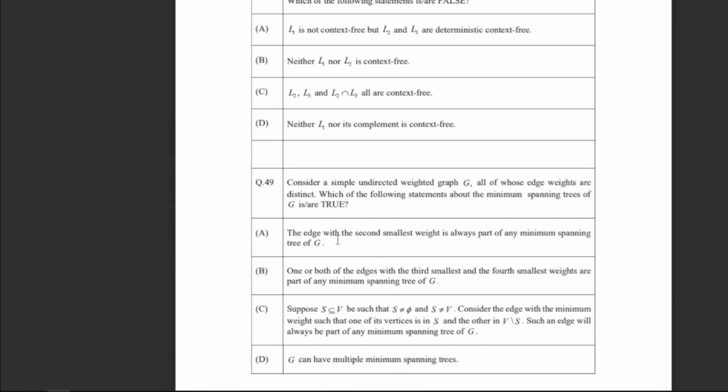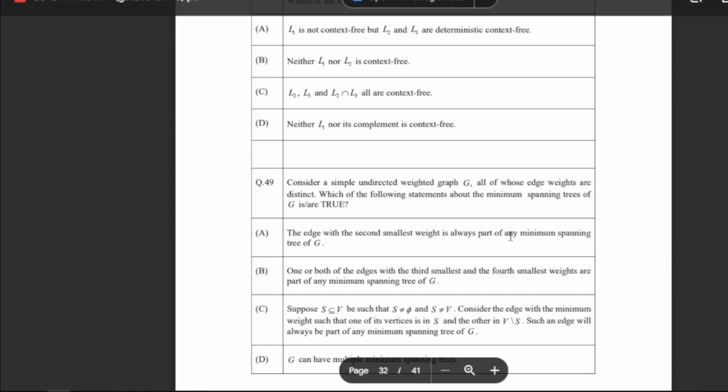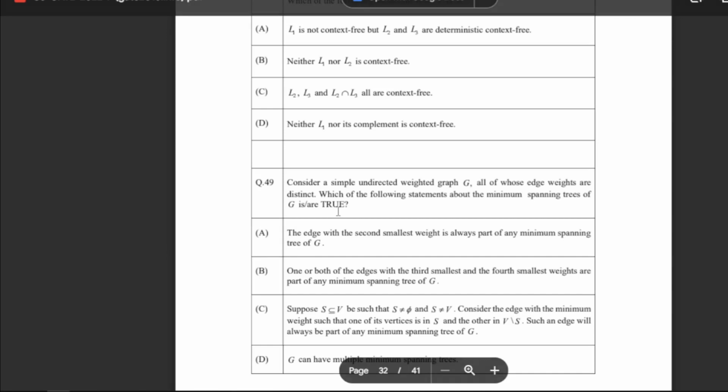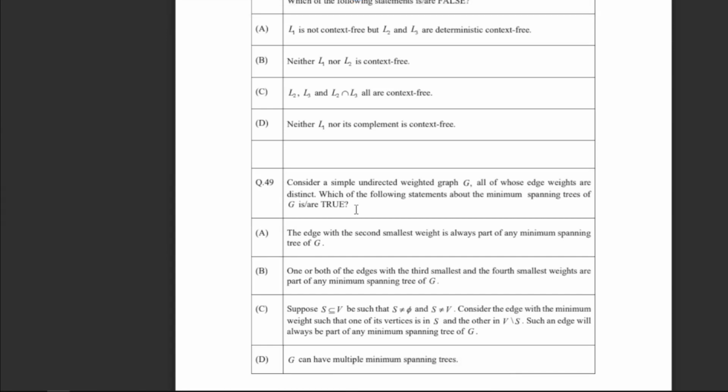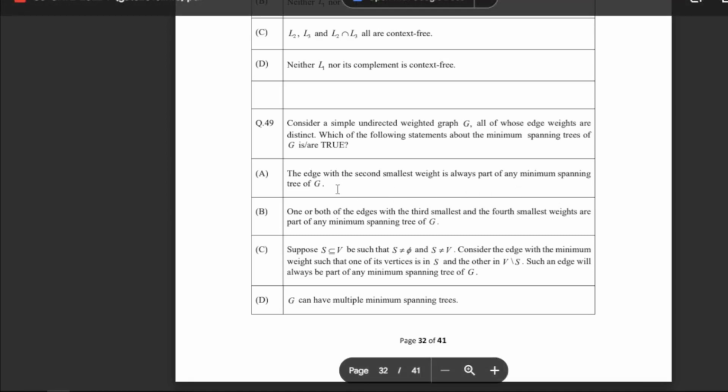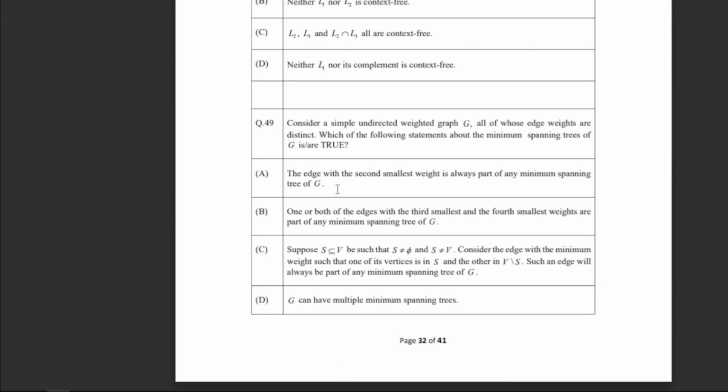Consider a simple undirected weighted graph G, all of whose edge weights are distinct. Which of the following statements about the minimum spanning tree of G is true? So for 49, the answer is A. The edge with the second smallest weight is always part of any minimum spanning tree of G. B. One or both of the edges with the third smallest and the fourth smallest weight are part of any minimum spanning tree of G.